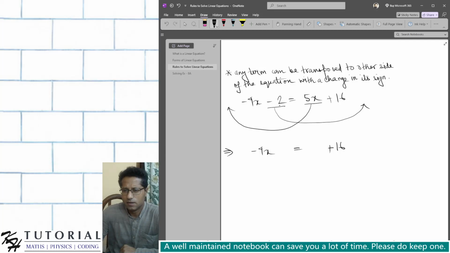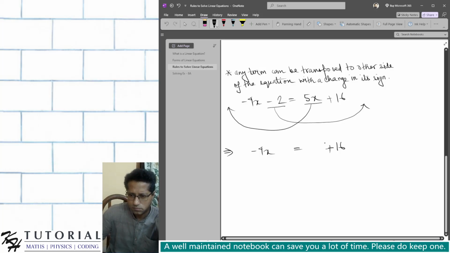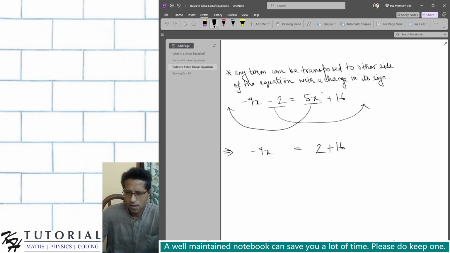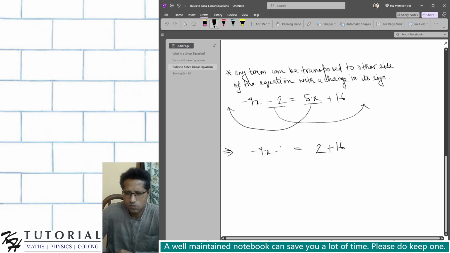Now on the right hand side, I will have to change the sign of the term minus 2. The sign of the term minus 2 is minus. So when it is transposed to the right hand side, it will be 2. So I have 2. Also, the term 5x from the RHS is transposed to LHS, and the sign of 5x was positive. But when I transpose this term 5x to the LHS, it will become minus 5x. So this is the equation.